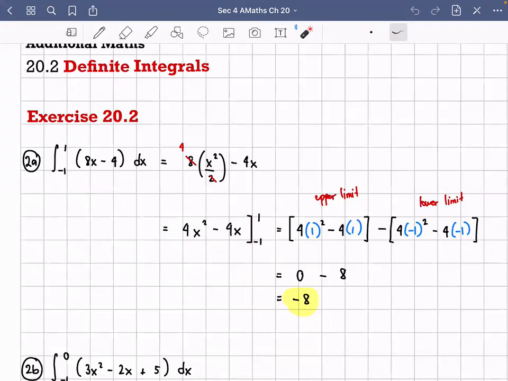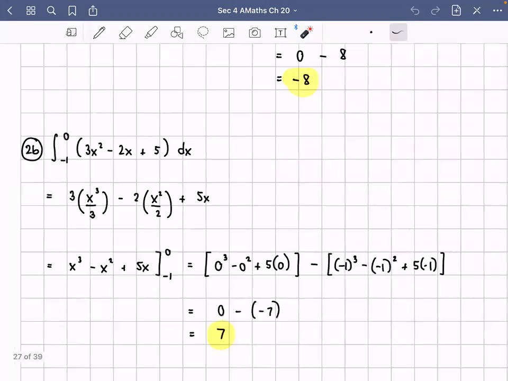So this is the upper limit. We substitute in 1, being our upper limit, minus the same expression, now plugging in -1 for our lower limit. So simplifying this, our answer is simply -8. One more before we go to our questions for today. Now let's have another example.